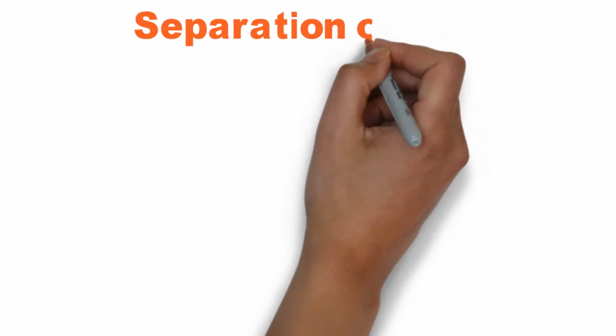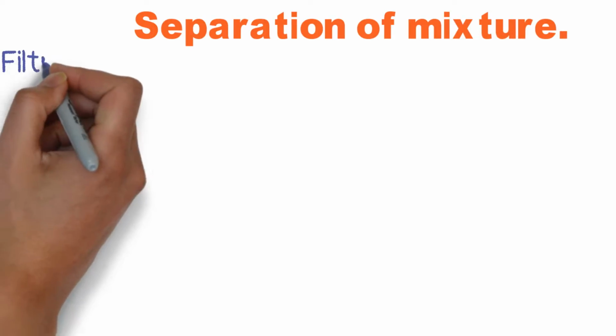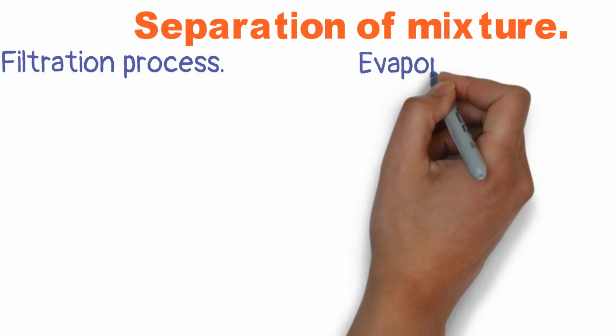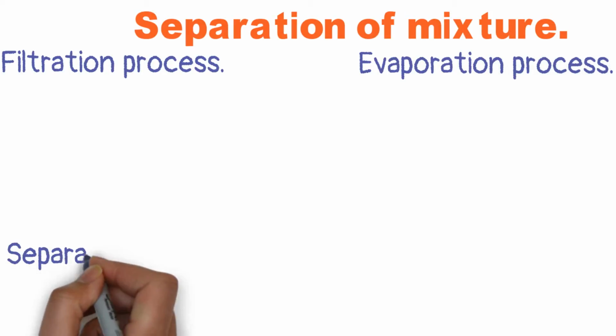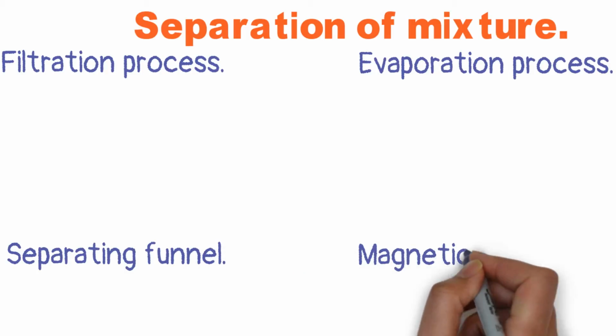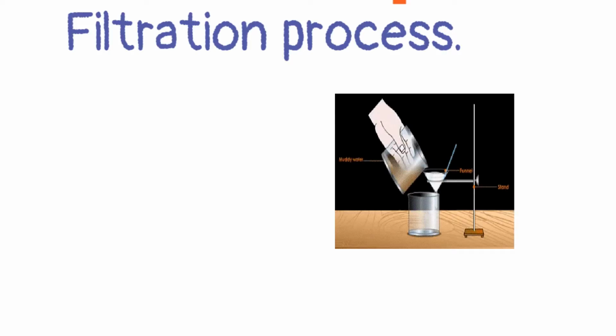So how can we separate the mixture? We can separate the mixture by four methods. The first method is the filtration process, then the evaporation process, the separating funnel, and the last one is the magnetic attraction. Starting with the filtration process.